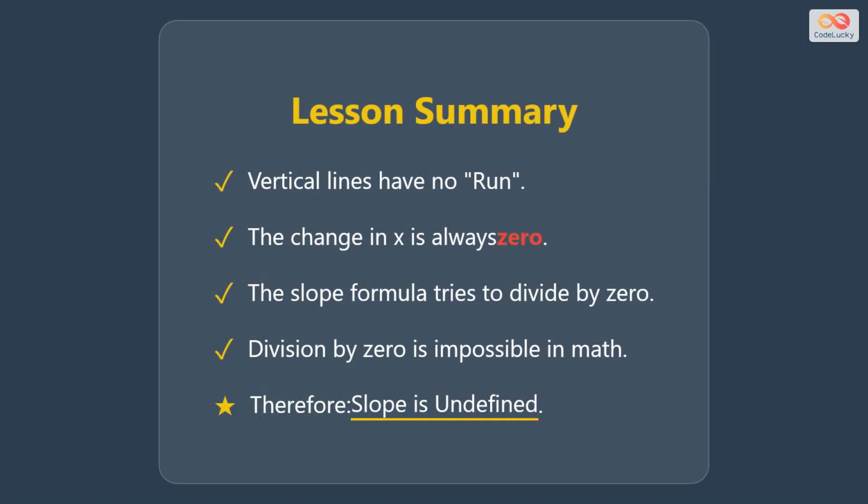To wrap up, vertical lines have no run. The change in x is always 0. Since we cannot divide by 0, the slope is undefined. Remember, if the line goes straight up and down, the slope is not a number. It is undefined.